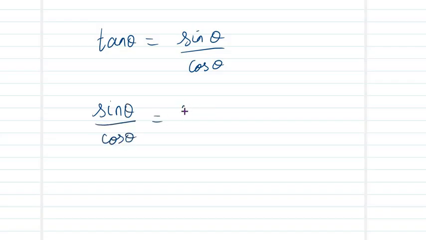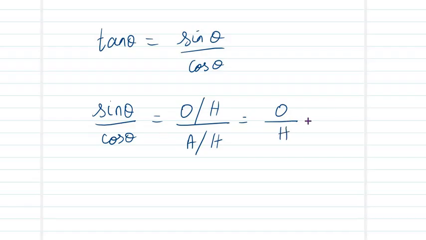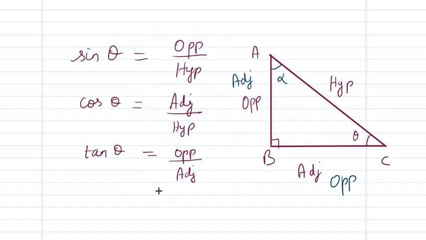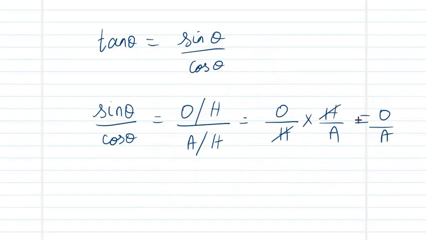What is sine theta by cos theta? Opposite by hypotenuse divided by cos theta, which is adjacent by hypotenuse. The opposite by hypotenuse I can write like this, multiplied by adjacent by hypotenuse in the division. When it goes to multiplication, a by h will become h by a. So the hypotenuse gets cancelled, we'll have o by a, and opposite side by adjacent side is nothing but tan theta. So sine theta by cos theta is equal to tan theta. What a beautiful relationship that we have between the three trigonometric ratios here.